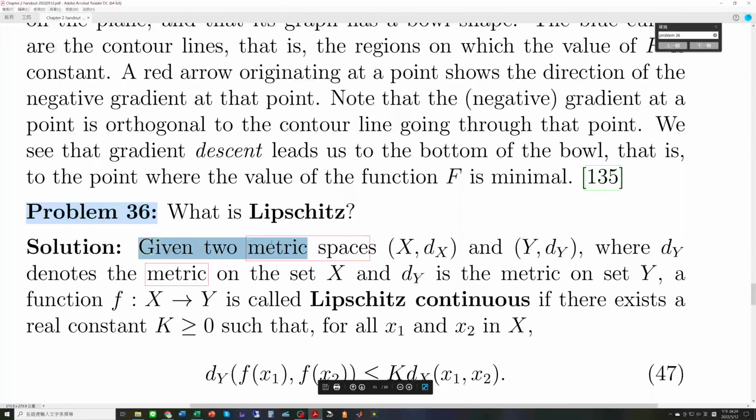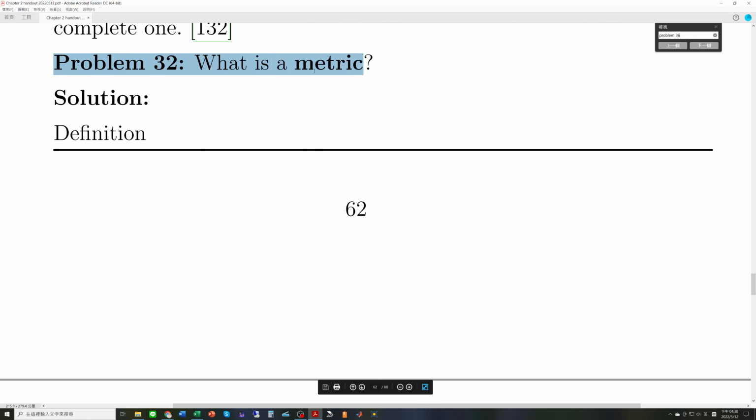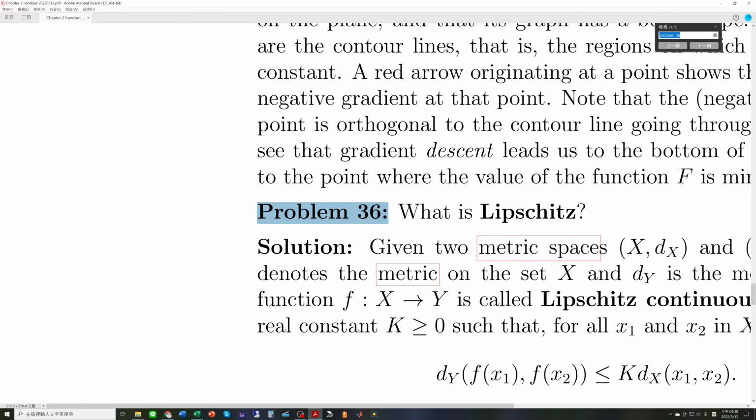So, given two matrix spaces X, dX and Y, dY, where d denotes the metric. What is the metric? You can see that here is a red box. It is a hyperlink, so you can click on it, and we will go to problem 32, what is a metric? We have already introduced what a metric is. If you forget, please review the solution to problem 32. Let us go back to problem 36.